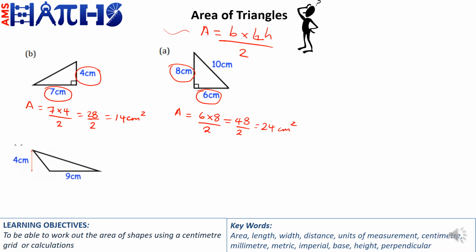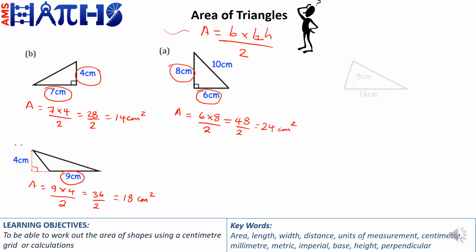Another triangle, we just need to identify our base and our height. So here is our base, 9. If we extend this line here, we'll see that this height 4, the vertical line, makes 90 degrees with the base. So that means 4 is our perpendicular height. When we multiply them, we'll divide by 2 afterwards. So 9 times 4, 36, divided by 2 will give us 18 centimeters squared.